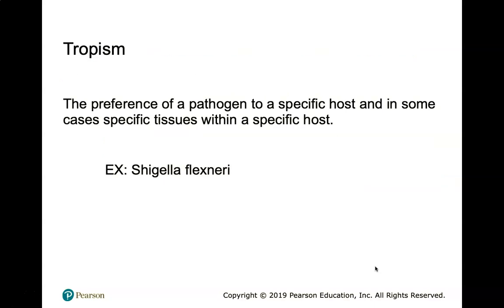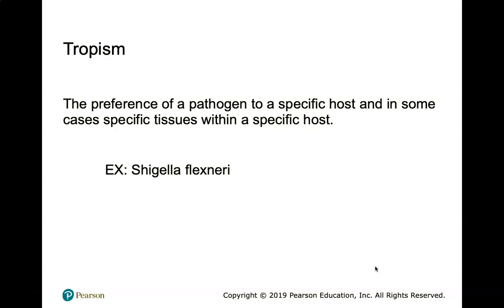Now, there's one term that is not in this PowerPoint that's posted on Blackboard, but I'm going to post this one slide. The term is called tropism. Tropism is a term that describes that a specific pathogen prefers a specific host, and in some cases, a specific tissue within that specific host. So tropism is just talking about a pathogen looking for a specific host.